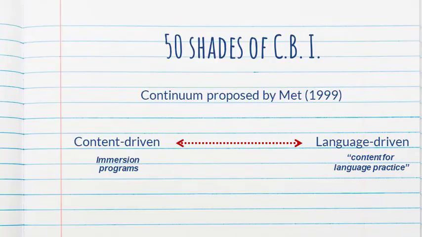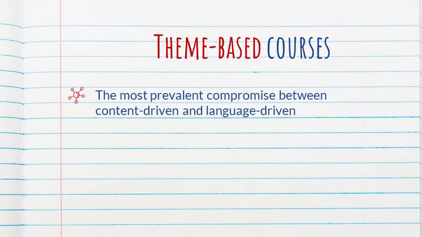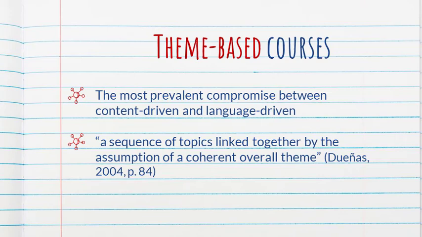Where do we draw the line? Well, you could say that the limit between what counts as CBI and doesn't count as CBI is where theme-based courses are. Theme-based courses are essentially the most prevalent, the most common compromise between content-driven and language-driven. And the author describes theme-based courses as a sequence of topics linked together by the assumption of a coherent overall theme. And they're considered the weakest version of CBI.